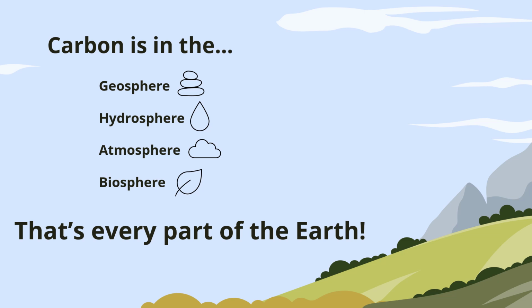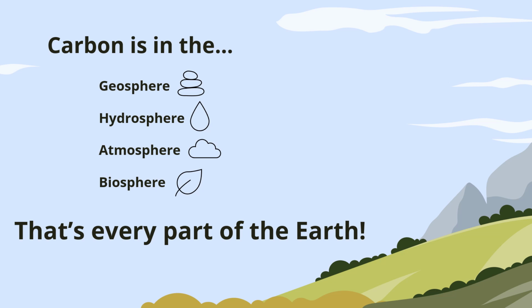What this means in the long run is that if you have a change to, say, the carbon in the geosphere, that's going to also affect the carbon in the hydrosphere, atmosphere, and biosphere. Any carbon change, the amount or the way that it's formed in any of these spheres of the Earth, is going to affect all of the others. Nothing is happening in a vacuum.